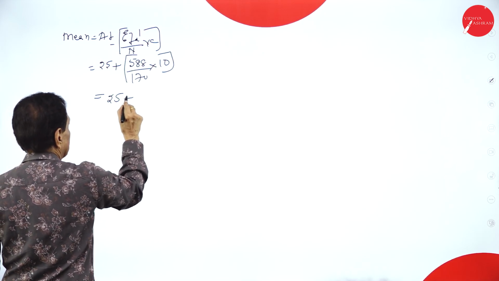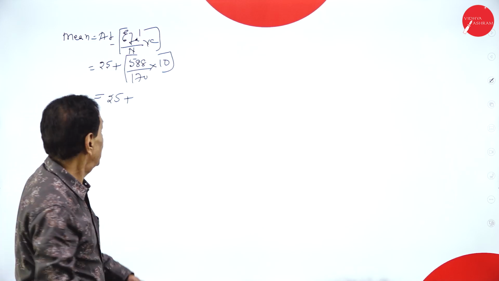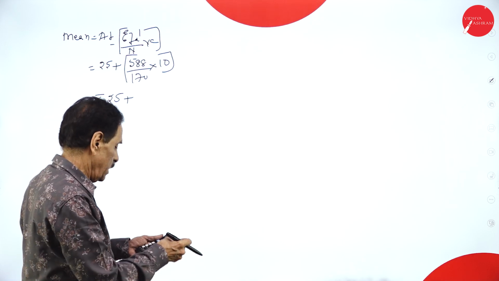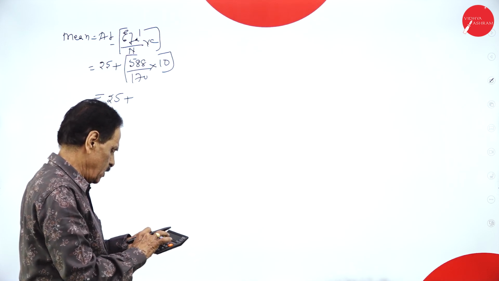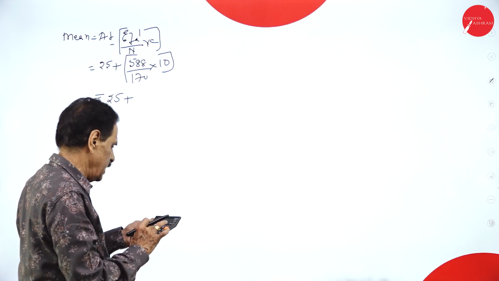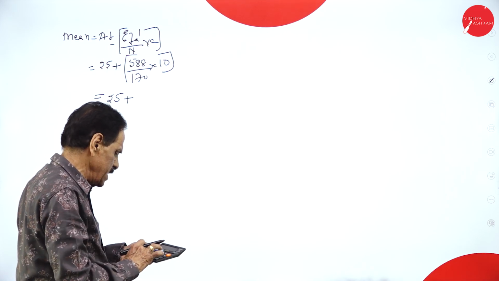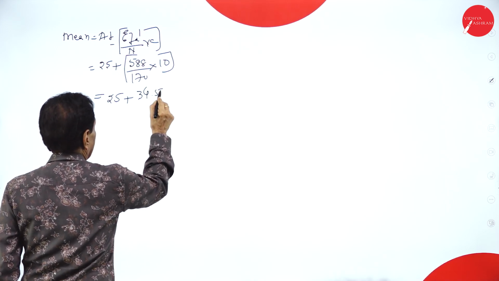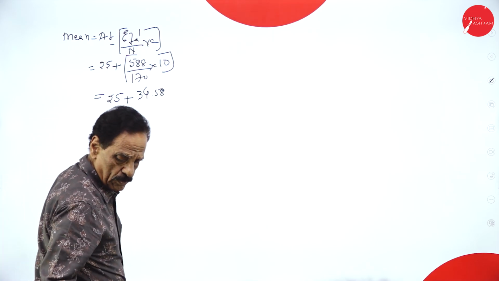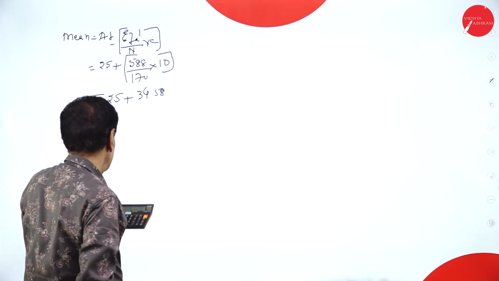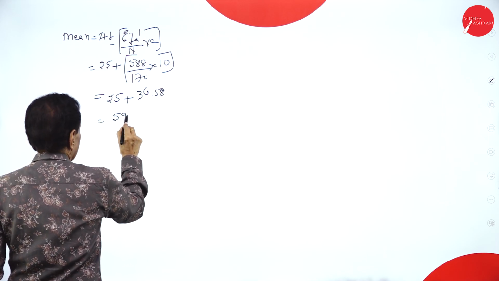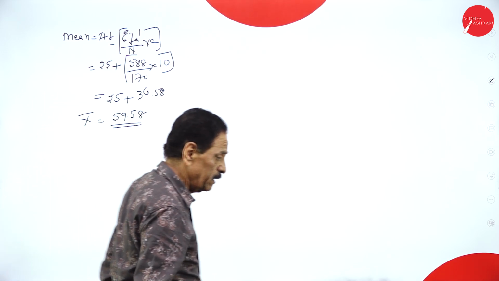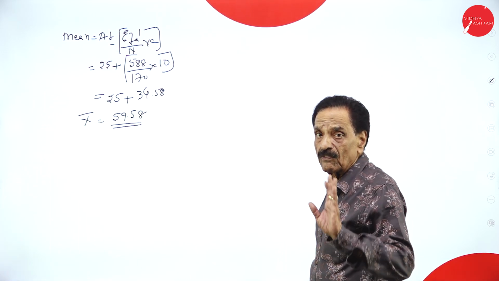25. See this? You have to apply the formula. Mean: sigma ft dash divided by n, 588 divided by 170 into 10. This is 588 into 10 is equal to 5,880 divided by 170, 34.58. So this is equal to 25 plus 34.58, 59.58. This goes in favor of mean. When you say x bar, it's called mean. So this goes in favor of mean.